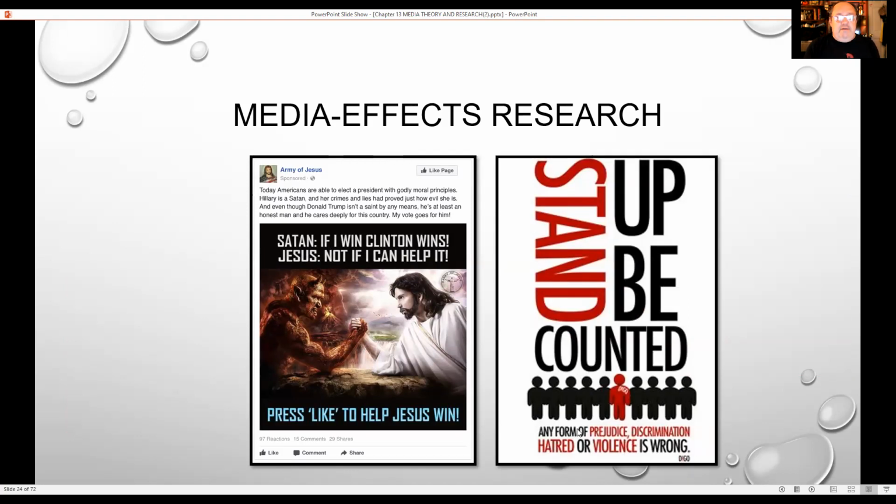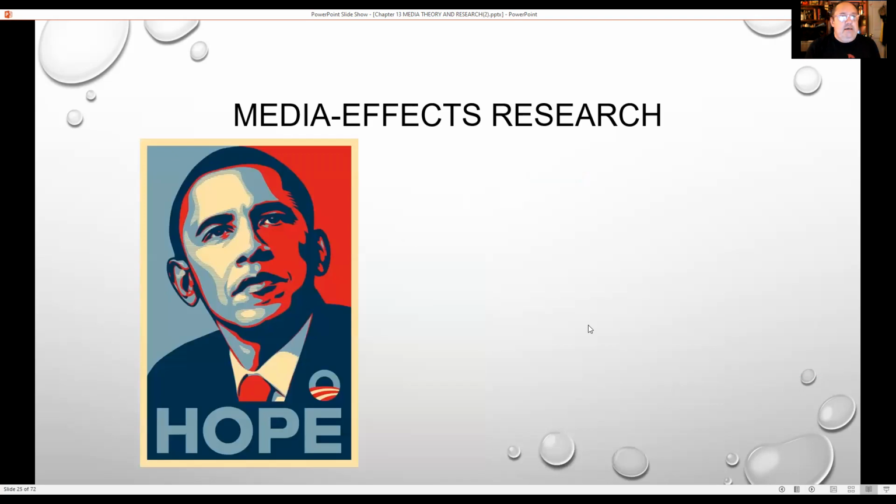Stand up and be counted. Any form of prejudice, discrimination, hatred, or violence is wrong. You can call this a form of propaganda. It doesn't seem to have a negative connotation. It doesn't seem to belittle anyone other than people who are being mean and nasty. But it could come from, I don't know who this group is. It could come from a group that will bring you in with a good message and then hit you with a more negative message. Is this propaganda or marketing?